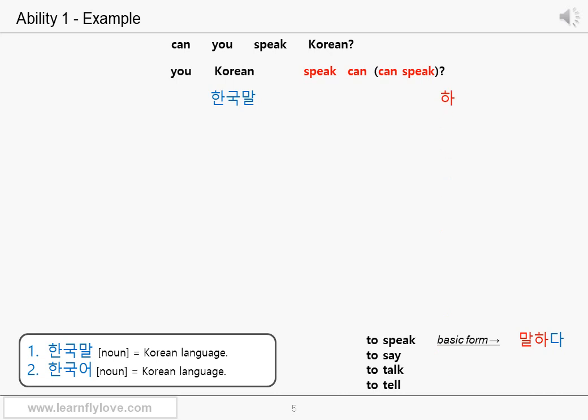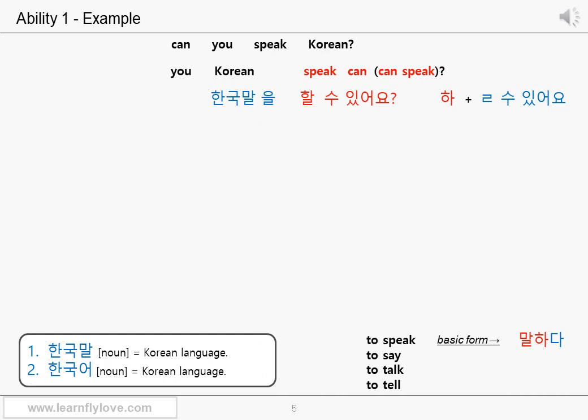The stem of the verb 하다 is 하. 하 doesn't have a final consonant. Therefore, you add the final ㄹ consonant to the stem 하 and 수 있어요. 할 수 있어요. Korean, 한국말, speak can, 할 수 있어요. It's a question. 할 수 있어요? Make a rising tone. 한국말 할 수 있어요? 한국말 할 수 있어요? It's nothing, right?